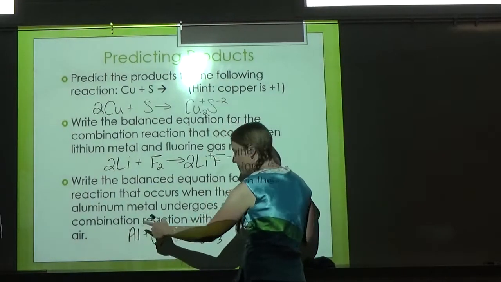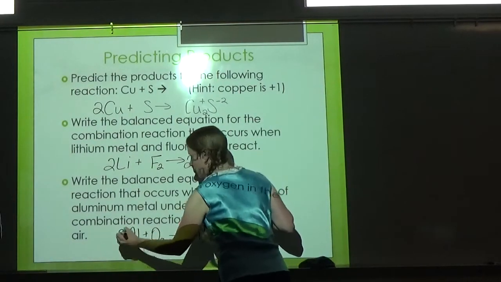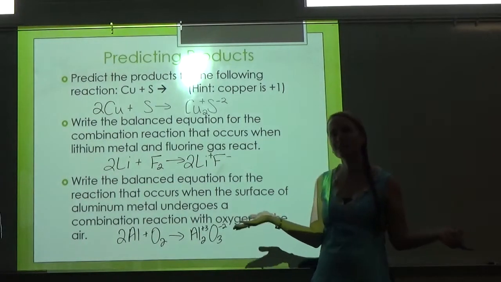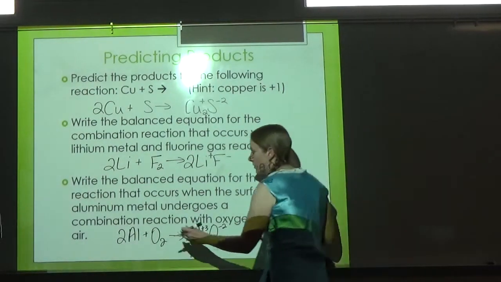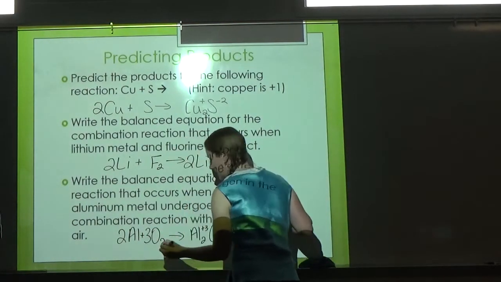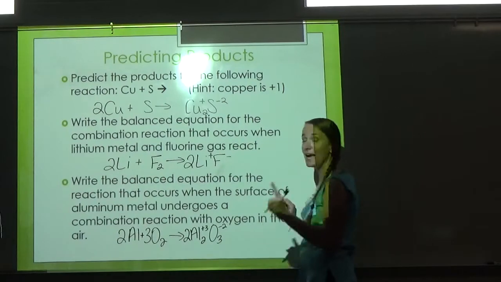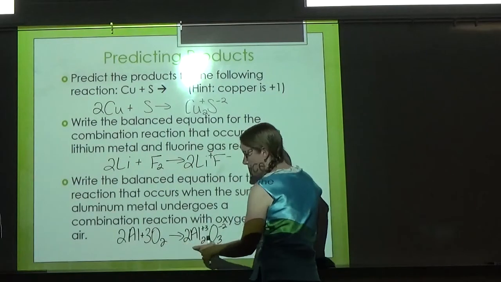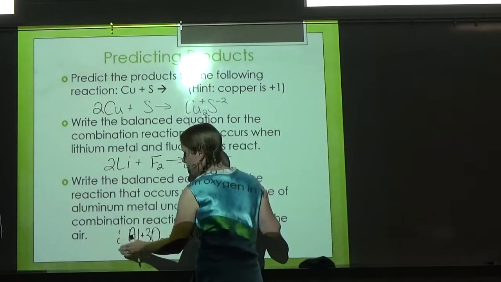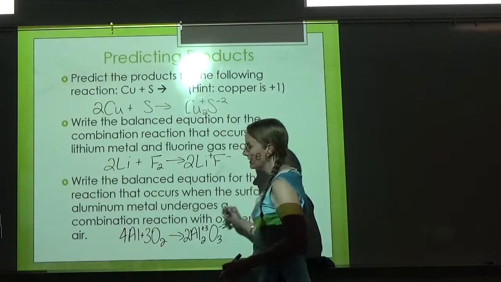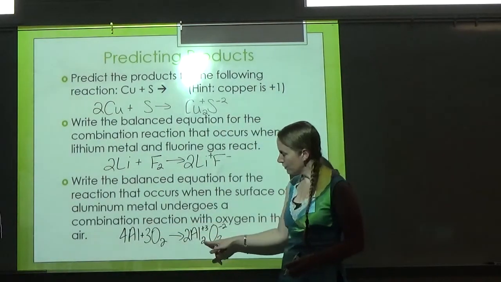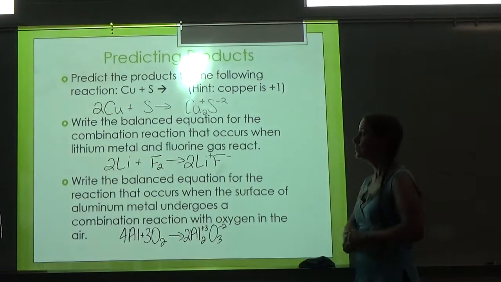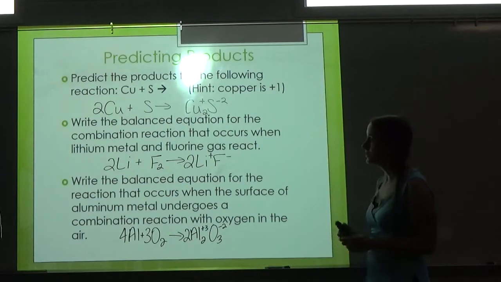I have 1 aluminum here and 2 here, so I'm going to put a 2. I have 2 oxygens here, but I have 3 here. Whenever you have a 2 and a 3, the easiest thing to do is just make them both 6. So 3 times 2 makes 6. 2 times 3 makes 6. However, I've already balanced aluminum, but now I've messed it up. I have 2 on this side, but now I have 4 over here. So I need to go back and fix aluminum with 4. See, now I have 4 aluminum, 6 oxygen, 6 oxygen. Whenever you have a 2 and a 3, just make them both into 6. That's the easiest way to do that.